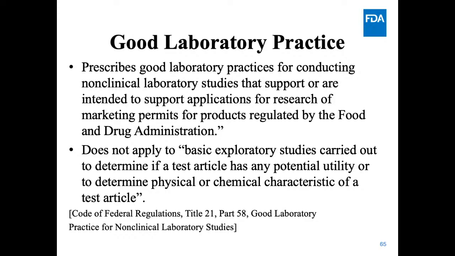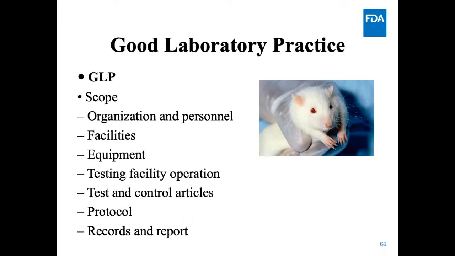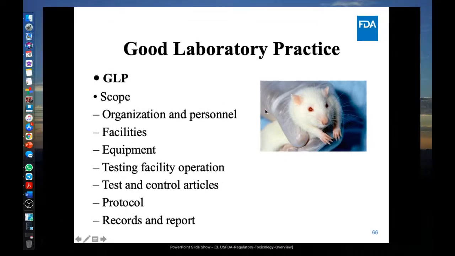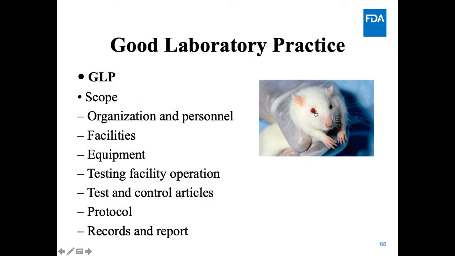It does not apply to basic exploratory studies carried out to determine if a test article has any potential utility, or to determine physical or chemical characteristics of test articles. So the GLP, what are the scopes? Organization and personnel, facilities, equipment, testing facility operations, test and control articles, protocols, records and reports. This is nice, you can see here very nice, with the red eye in there, about to get used in experiments.